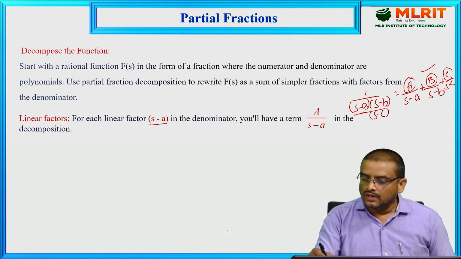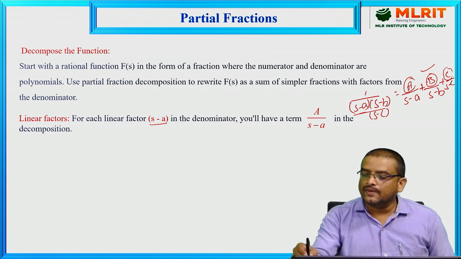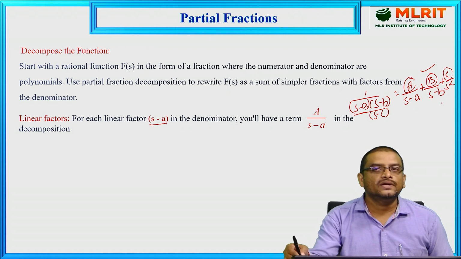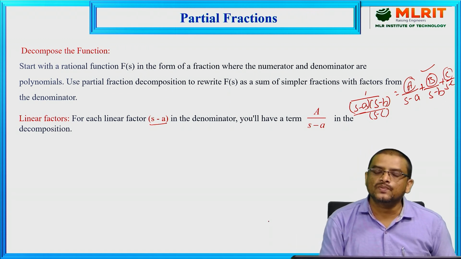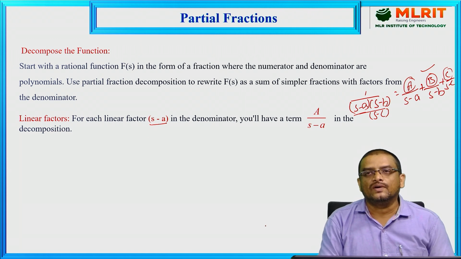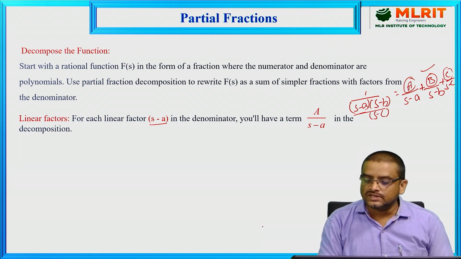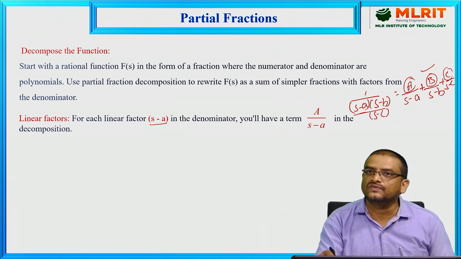So after finding that, if you replace that A value, B value and C value in this, then this entire function will be converted into simpler functions. So directly we can apply inverse Laplace transform. Then we can use our standard formulas. We can find out our inverse Laplace transform for the given function. This is the advantage of partial fractions here.